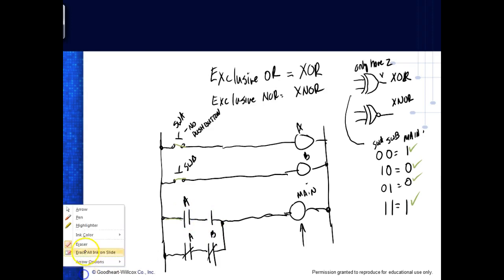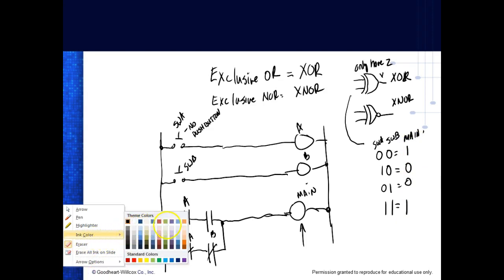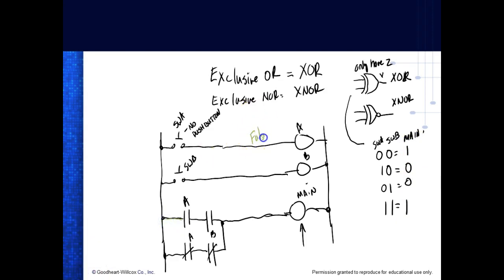I need to draw my other contact with it. So here's 0, 0. When we say 0, 0, we mean this guy up here is false, right? And this guy over here is false. That would be the 0, 0, right? Is there a path over to the main? Yes, if these things are not energized, these normally closed would be closed. That gives us that path right there. So this rung right here would be true.